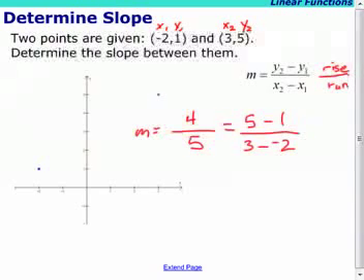Be careful with those. Okay, simplifying, 5 take away 1 is 4. 3 take away a negative means add, so 3 plus 2 is 5. And it comes up with the same thing that I achieved just by determining how far I have to rise and how far I have to run from one point to another. So that's one typical question for finding some information about a linear function, specifically slope.